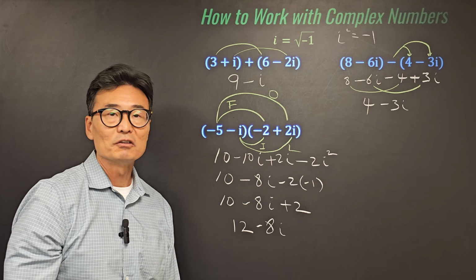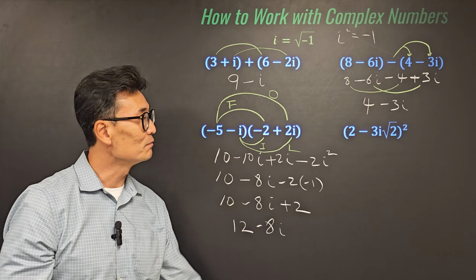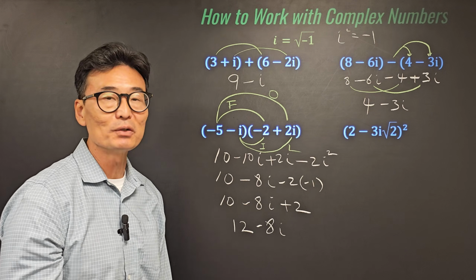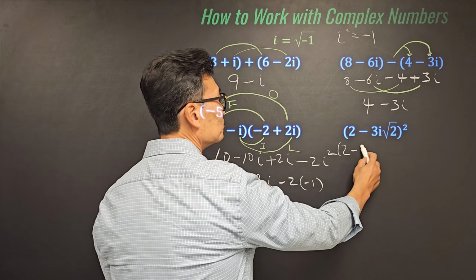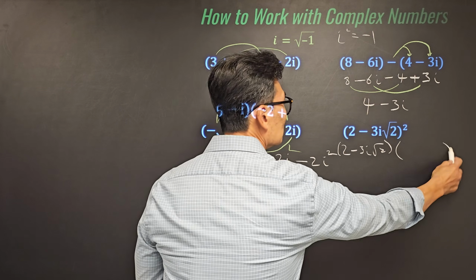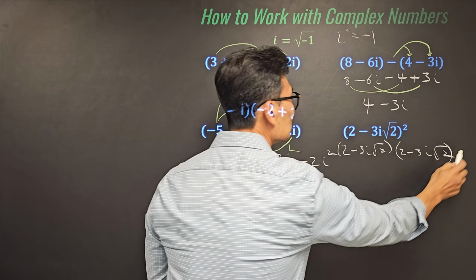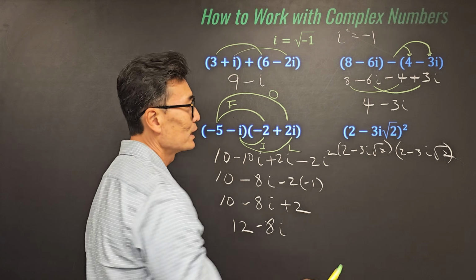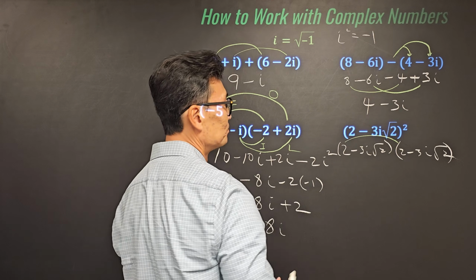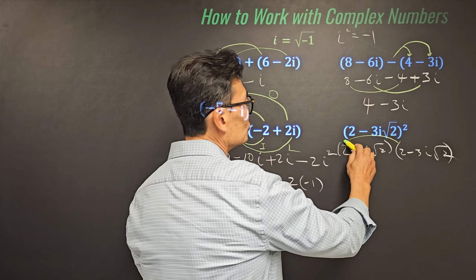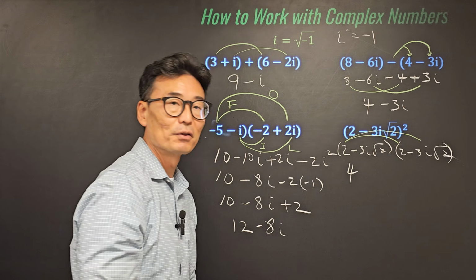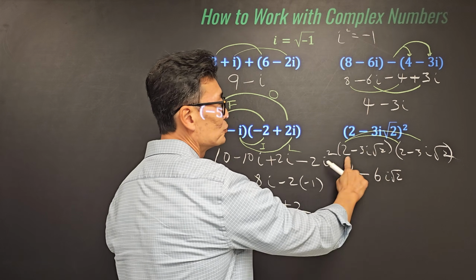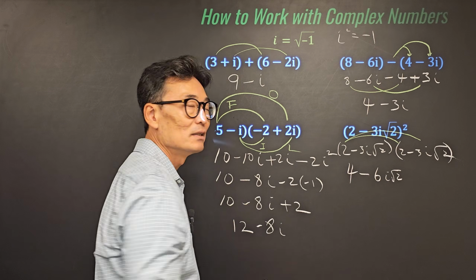Let's do one more of multiplying complex numbers. Here we're given 2 minus 3i root 2 quantity squared. So let's rewrite that, and we're going to do the same thing here, meaning FOIL. So we'll take the 2 times 2. 2 times negative 3i root 2 will be negative 6i root 2 because 2 times 3 is 6.